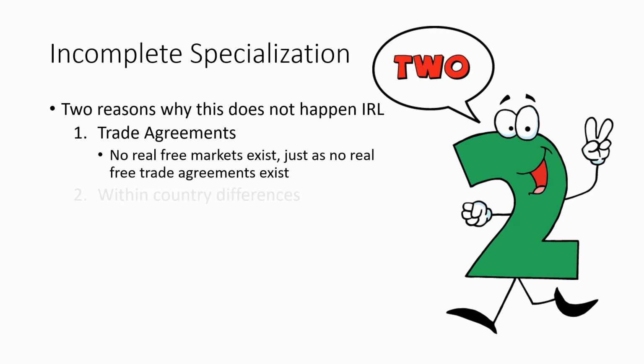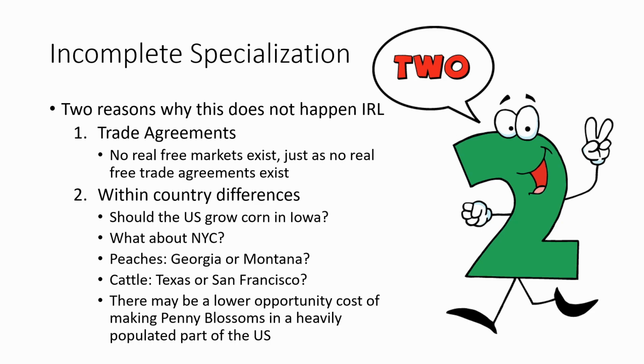So first off, trade agreements. There are no real free markets, just like there are no real free trade agreements. In almost every trade agreement, there is some sort of quota or tariff involved, and we'll talk more about those in later videos. The second and more prominent reason that there is no complete specialization is within country differences.